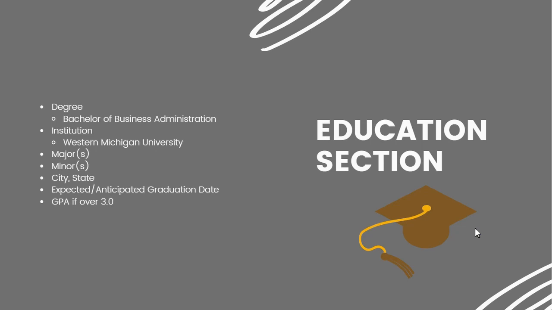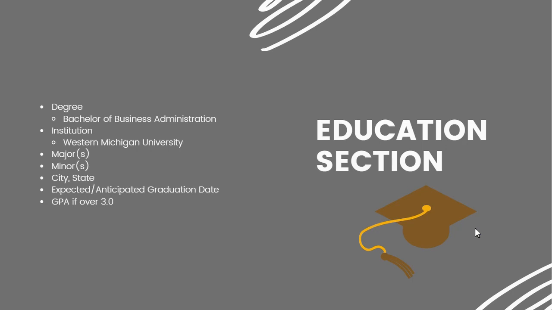Now, the education section. So there are some really important parts of the education section that we want to encourage you to make sure that you have in your resume. The first is please have your degree. There are so many students that I review their resume and it's just their major. That's not your degree. Your degree is Bachelor of Business Administration. Now, your institution is Western Michigan University. Many students like to also include Haworth College of Business. Then that's where you include, after you list your institution and degree, your major and minor. You'll want to include your city and state, and then your expected or anticipated graduation date.